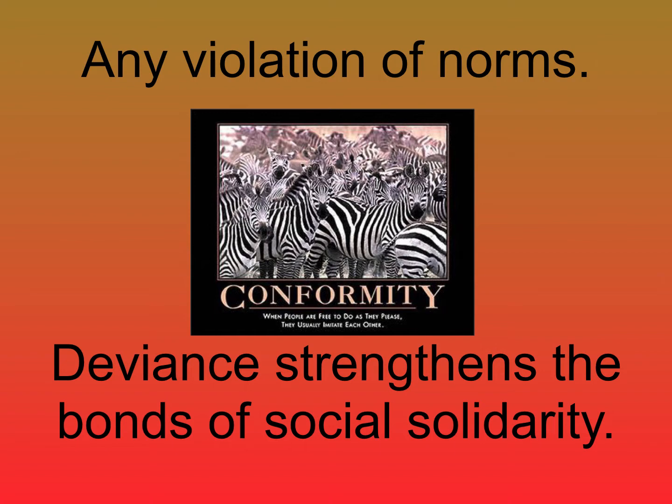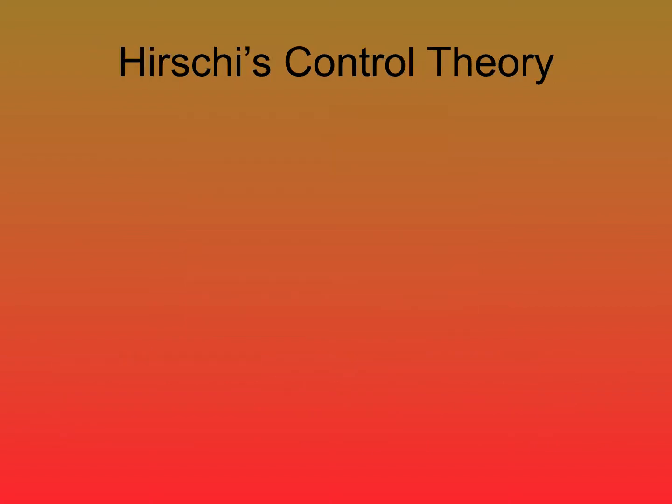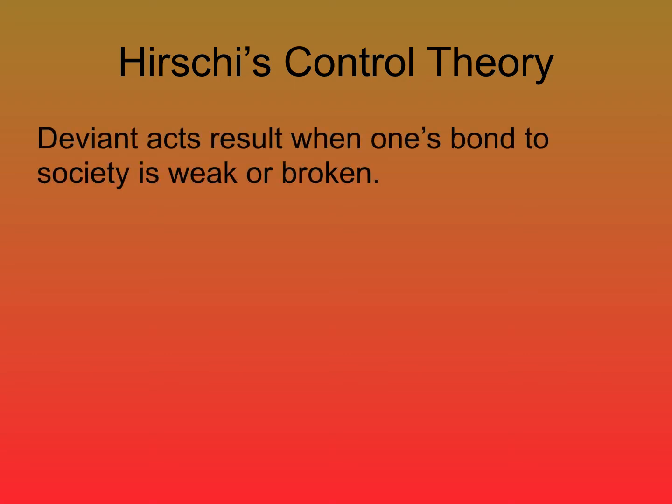As far as deviance in this particular lecture, I'm not going to go into a ton of different theories, just a couple. And one I think is one of the most important things you learn in this class. It's called Sookie's control theory. I know the name isn't exactly spelled like Sookie, but I've looked it up and I think I'm pronouncing it close to correct. Sookie's control theory is when deviant acts result when one's bonds to society are weak or broken.